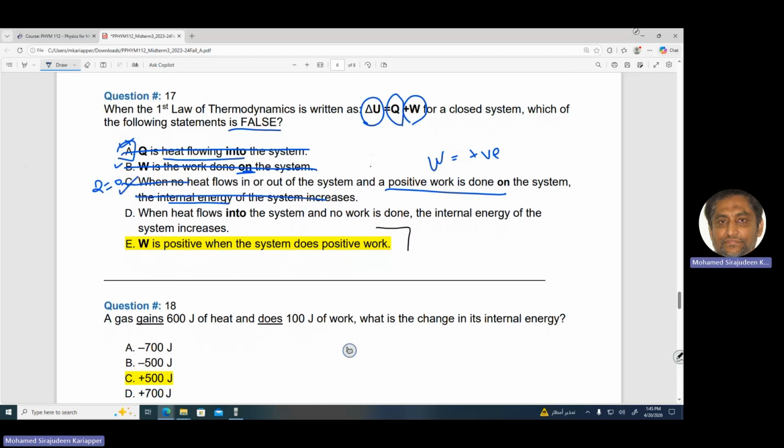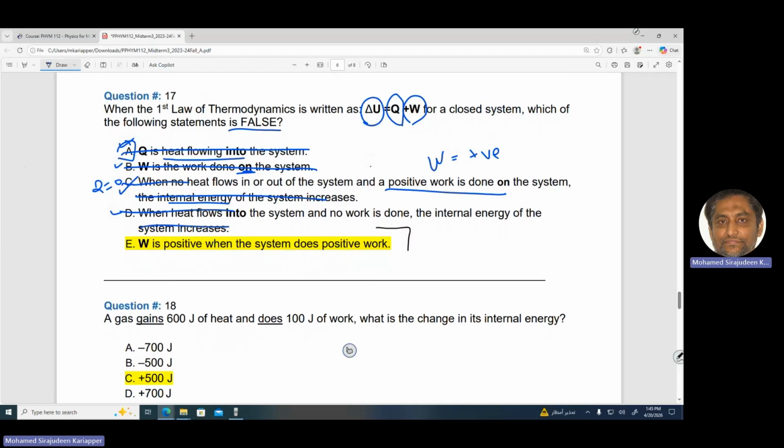D, when the heat flows into the system, that means Q is positive. And no work is done, W is equal to 0. Delta U is again positive. So it is also correct. Therefore, this one is out.